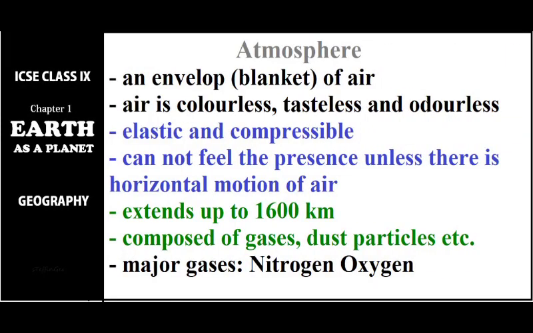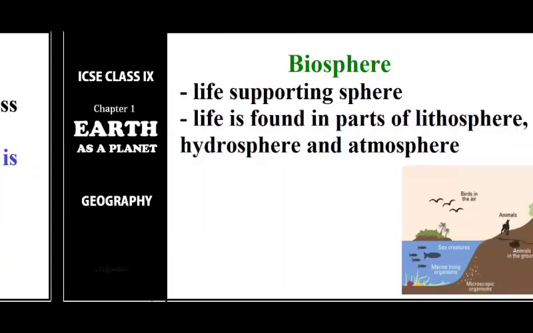Third one is the atmosphere. It's a blanket of air which surrounds the earth. Air is colorless, tasteless, and odorless. It's elastic and can be compressed. Right. We cannot feel the presence of air unless there is a horizontal movement of the air, and the horizontal movement of the air is called wind. The air extends up to an average height of 1,600 kilometers from the surface of the earth outward. It is composed of a wide variety of gases, dust particles, etc. And the major gases are nitrogen and oxygen.